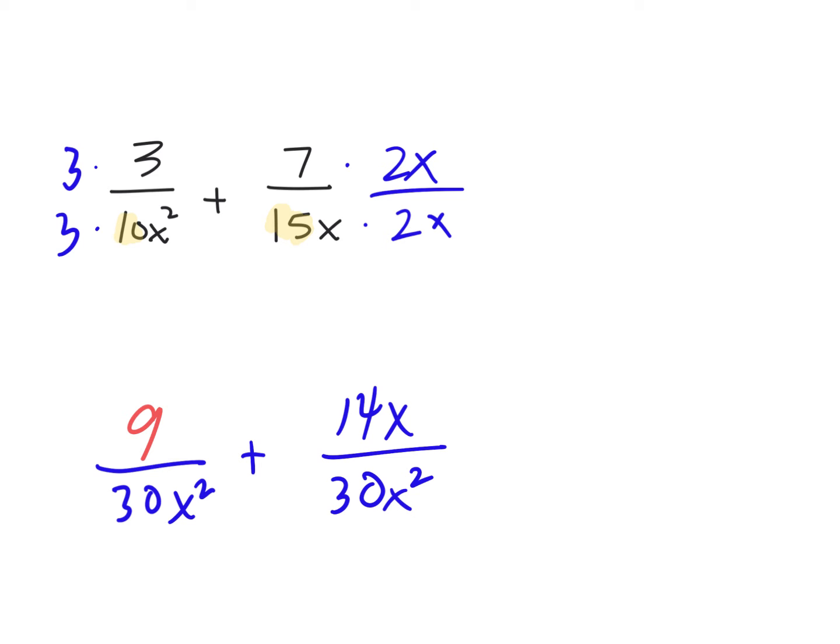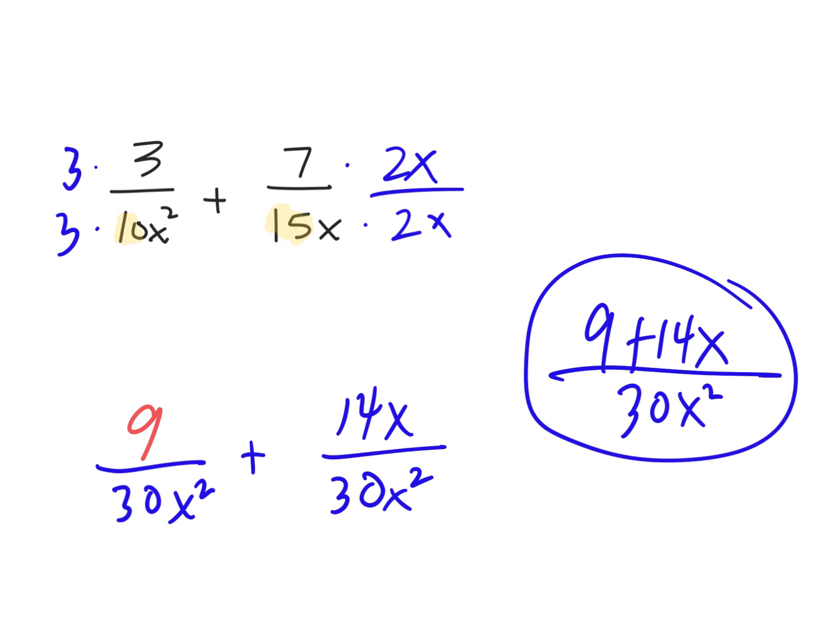Okay? Questions so far? So that's what I was talking about when I mentioned the thing that's missing. All right, so my final answer. Copy the denominator. Combine the tops. So I have 9 plus 14x. What's that? Very good. 9 plus 14x. I can't combine them. That's my answer. Okay.